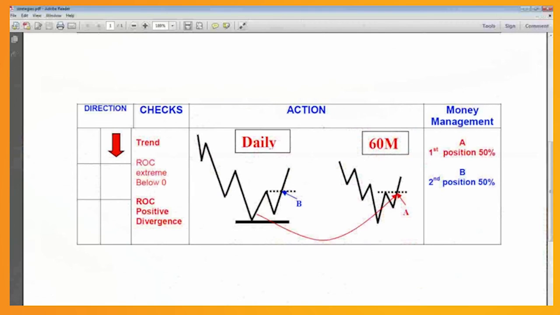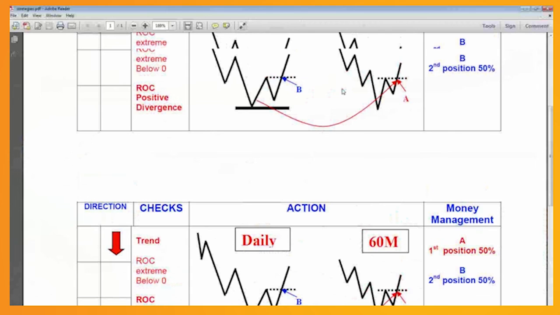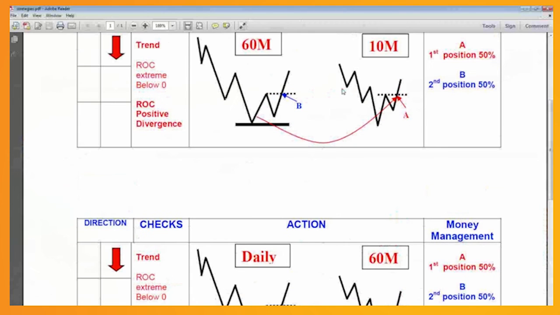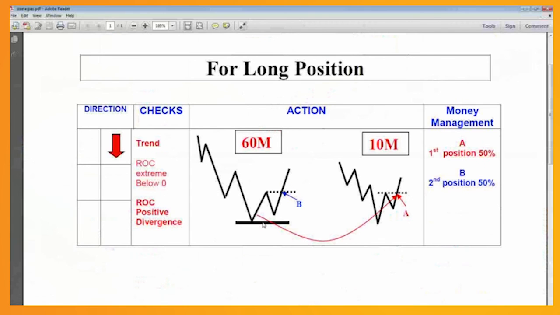So, in the case that you are on the 60 minutes chart and you are using this time frame, you go on the 10 minutes. As soon as you make your checks, what are the checks? Trend, ROC extreme below zero, and ROC positive divergences. If I have all this, then I go on the 10 minutes and I buy the first failure swing with 50% of my money.